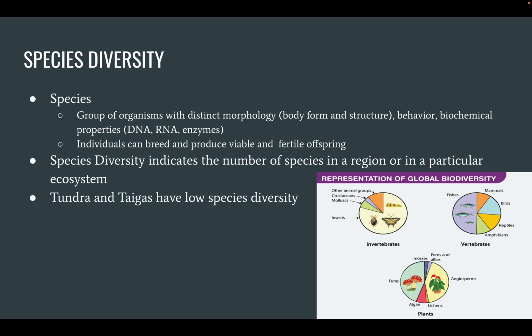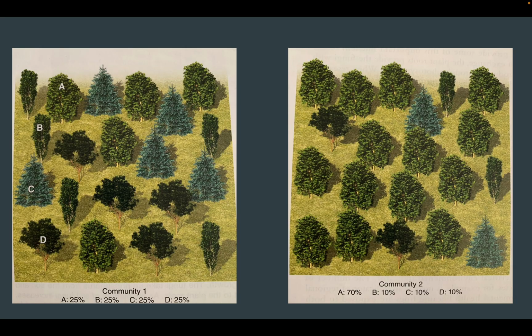So we had talked about this earlier this year, but tundra and taigas have low species diversity. Not many species live there or can survive there even. Whereas tropical rainforests and temperate deciduous forests tend to have higher species diversity because there's more niches and more habitats within them that the different organisms can survive in.